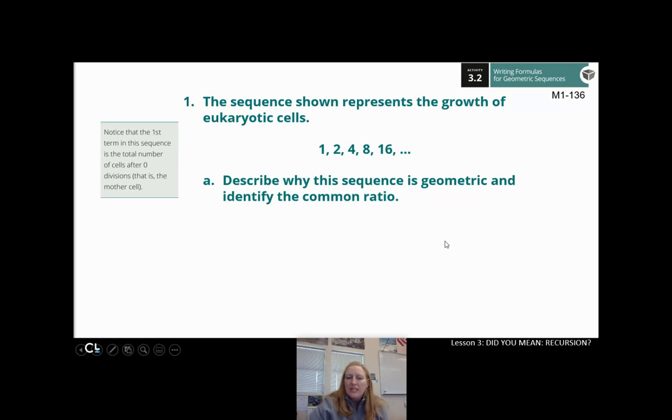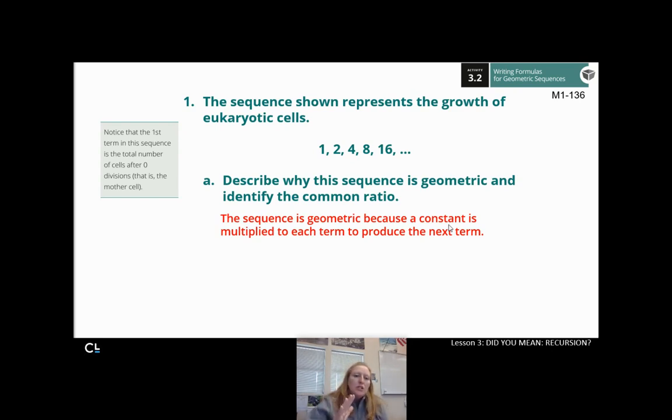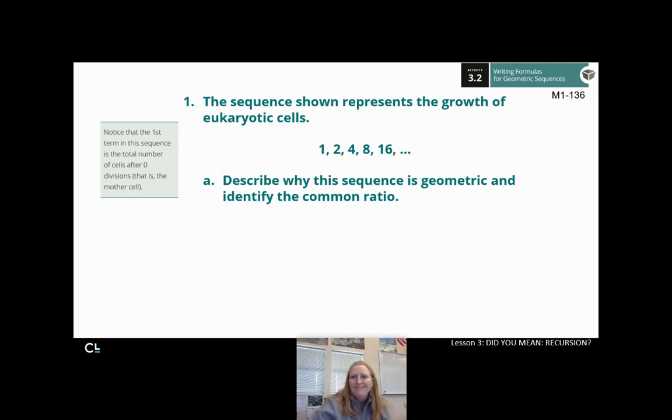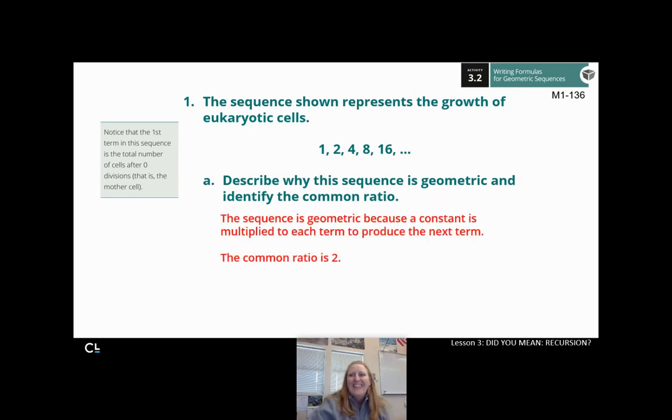So this sequence is geometric because it's being multiplied by a constant every time, right? So the sequence is geometric because it's a constant that's being multiplied to produce the next term. And of course, we can see that our common ratio, oh, sorry for the typo. I can fix it. It's not a ration, it's a ratio. There, that's better. The common ratio is 2.